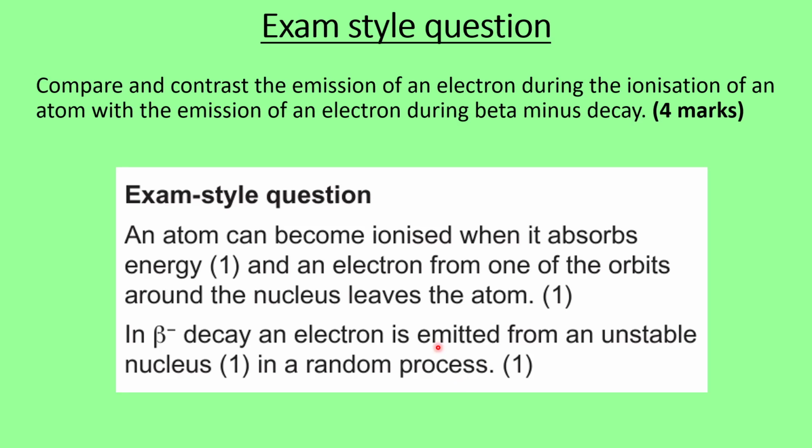The 2 key points, though, are the fact the electron during ionization comes from the orbits, and during beta decay, it comes from the nucleus itself.